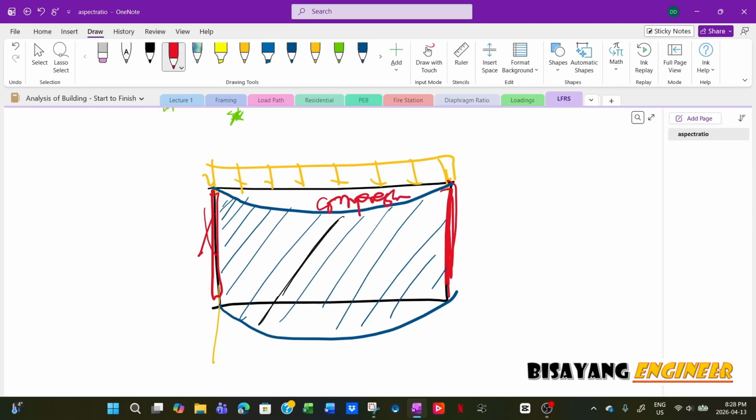So this one will be subjected to compression like any other element if this is bending. So neutral axis right here. Above the neutral axis is in compression, and this is in tension. Now these ones are called chords.